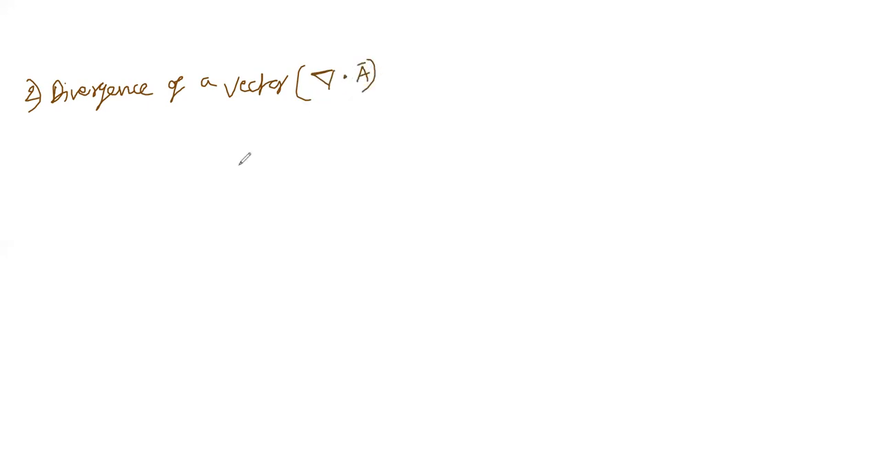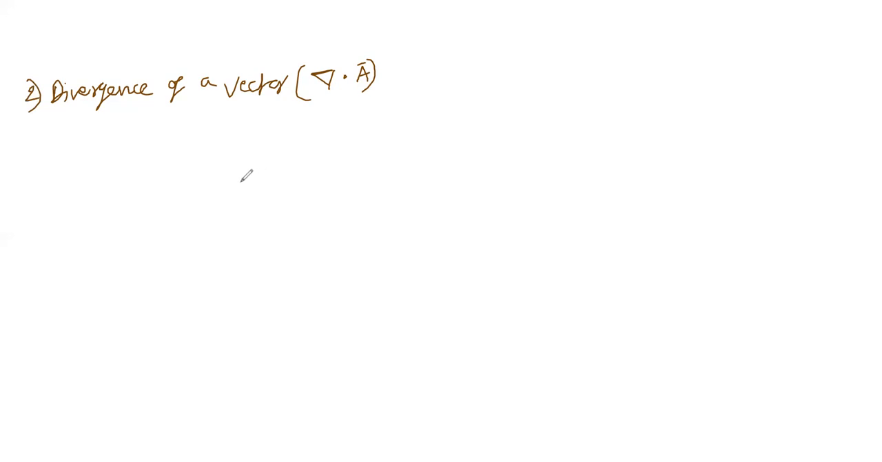Okay, so let's look into the statement now. The net outflow of the flux of a vector field A bar from a closed surface S is obtained from the integral of A bar dot dS. This is the outflow. Now, the divergence of A bar is the net outward flow of a flux per unit volume over a closed incremental surface. Whatever statement I have said, we can see in terms of expression. Let's look into that.